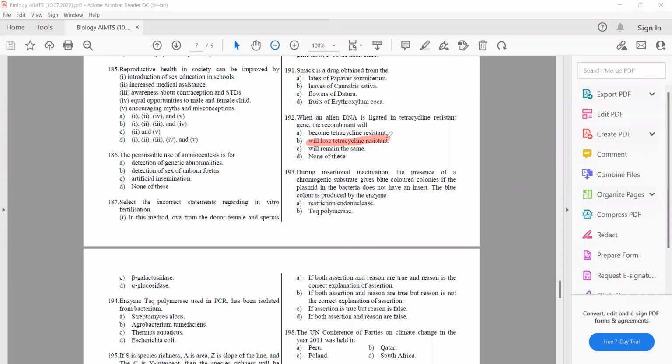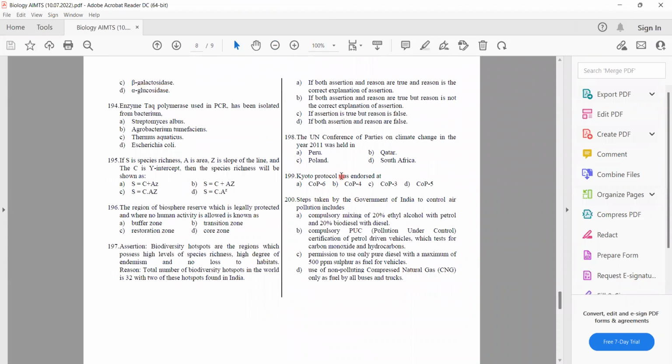During insertional inactivation, the presence of chromogenic substances will give blue colored colonies. If the plasmid in the bacteria does not have an insert, so if they are not transformed, you can see the colony will be blue in color, right? The blue color is produced by the enzyme beta galactosidase. 194. Enzyme Taq polymerase, which is used in PCR, has been isolated from the bacteria Thermus aquaticus.